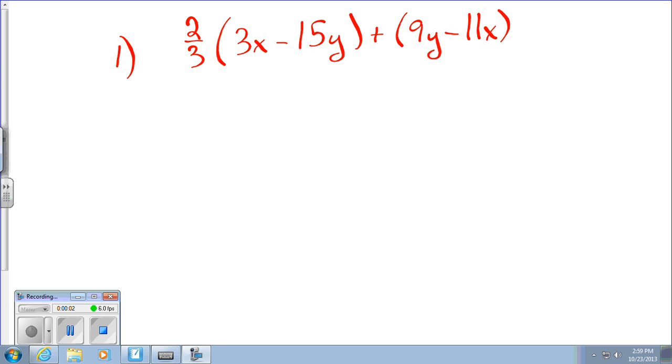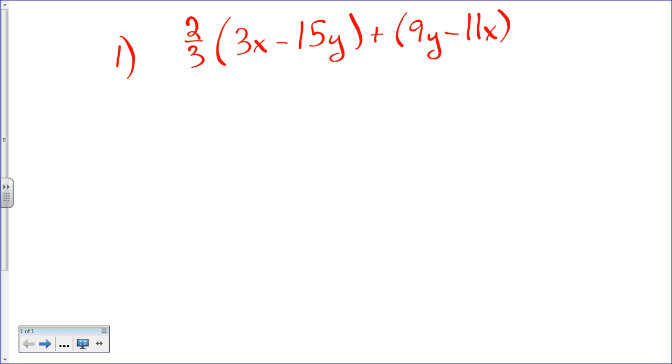Okay, so here we are on the review. So the first question is basically giving you an expression. Remember, an expression is different than an equation in the sense that we're not going to solve, we're just going to simplify. So when you look at the expression, the first thing you notice is you have this 2/3 being multiplied by the 3x minus 15. So all you're going to do is you're going to distribute.